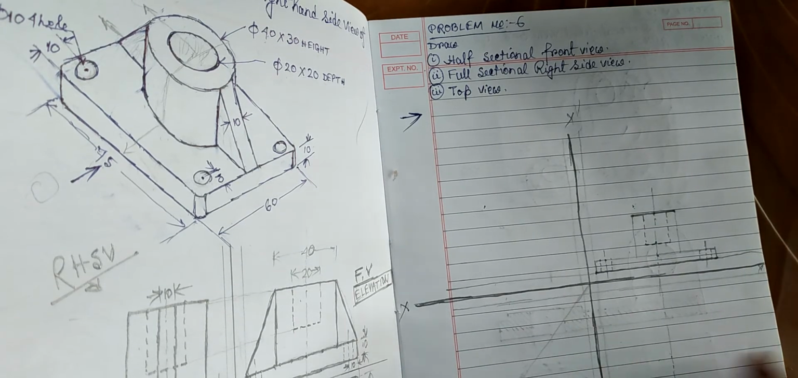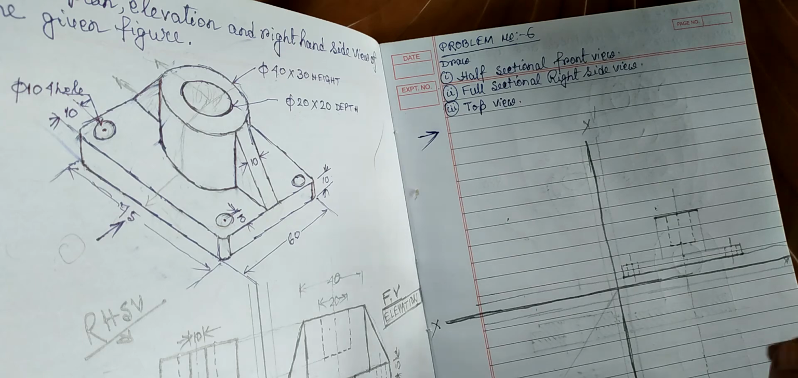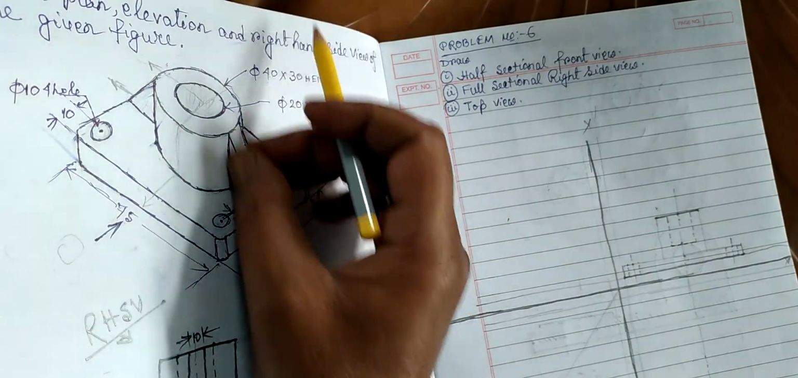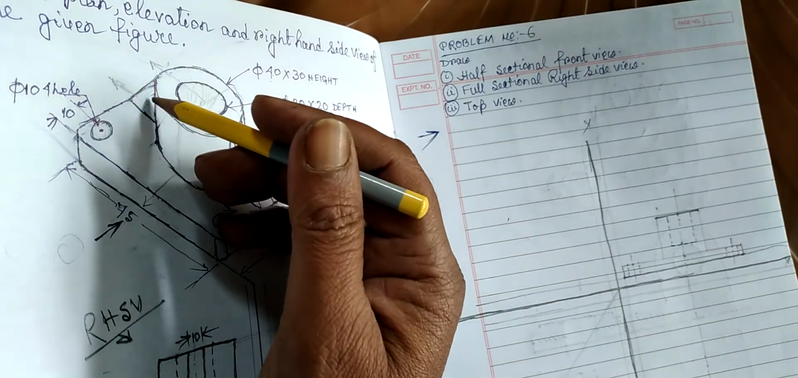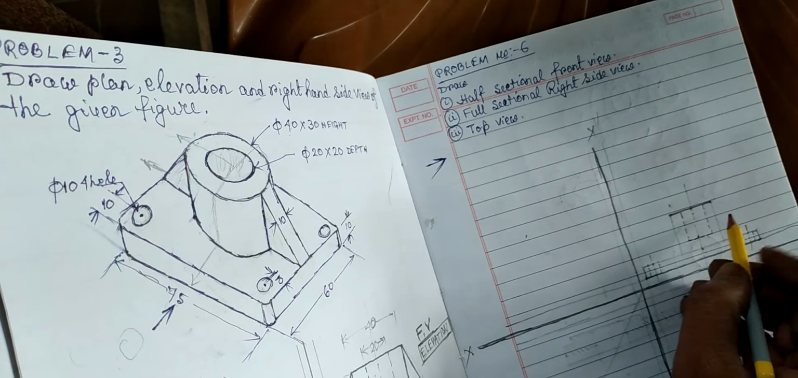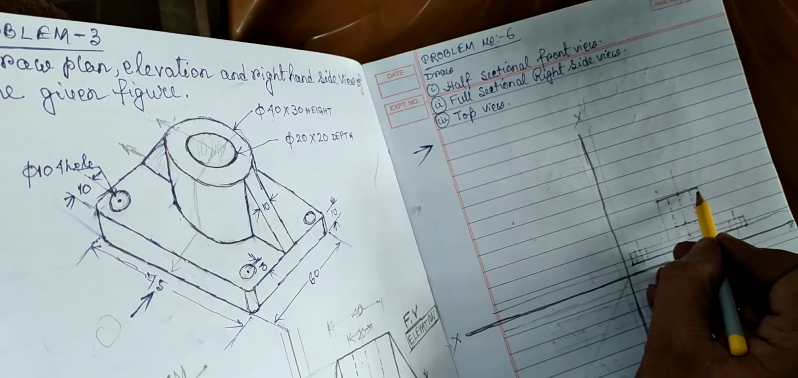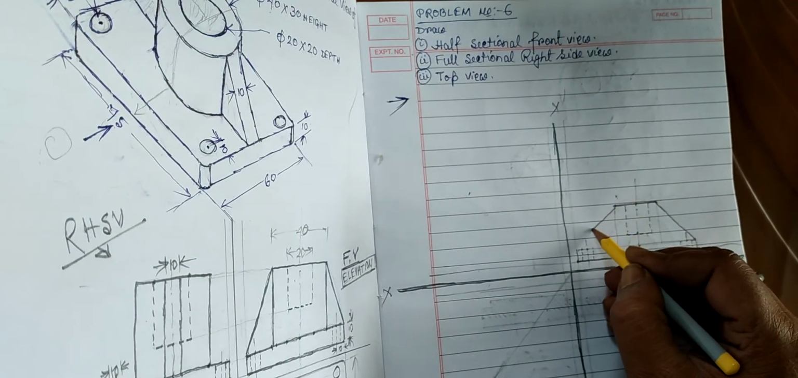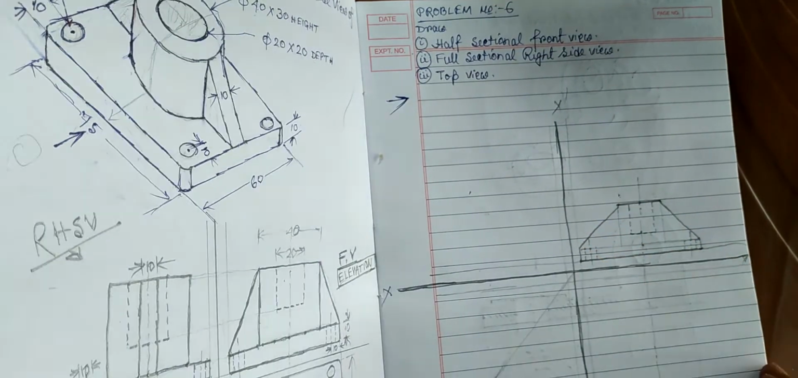And another thing is there, the ribs, two triangular ribs. One is this side and another one is on the right hand side. So in the front view, just join this to represent the rib. Understand?